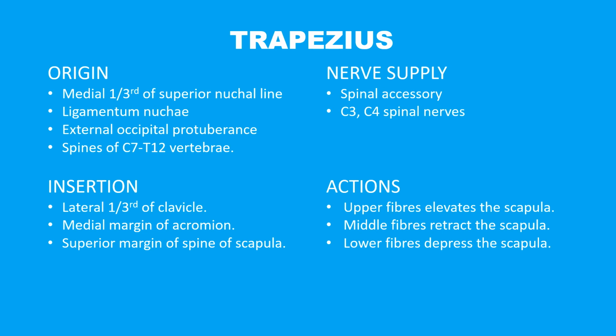Nerve supply: spinal accessory, C3, C4 spinal nerves. Actions: upper fibers elevate the scapula. Middle fibers retract the scapula. Lower fibers depress the scapula.